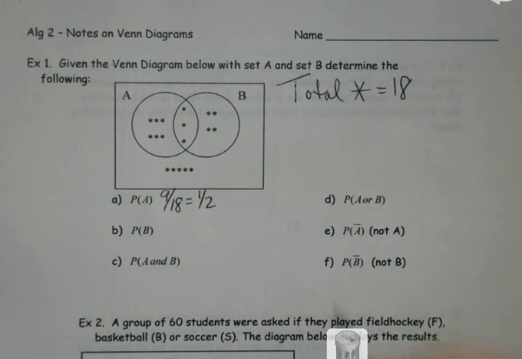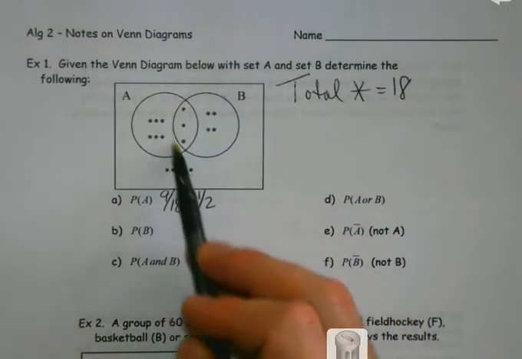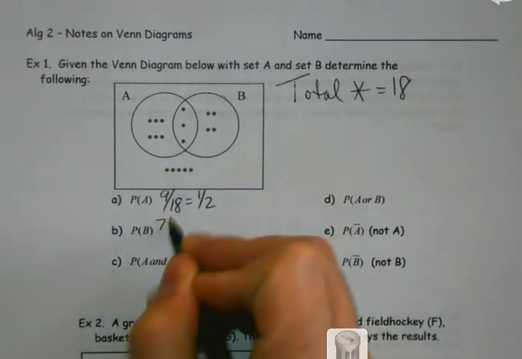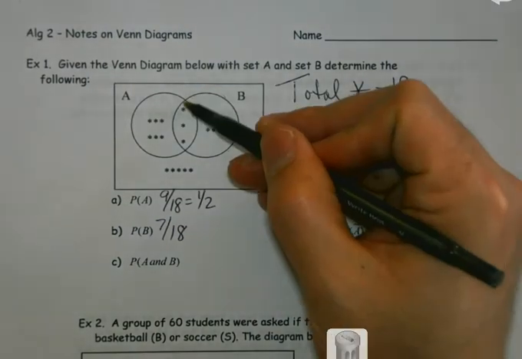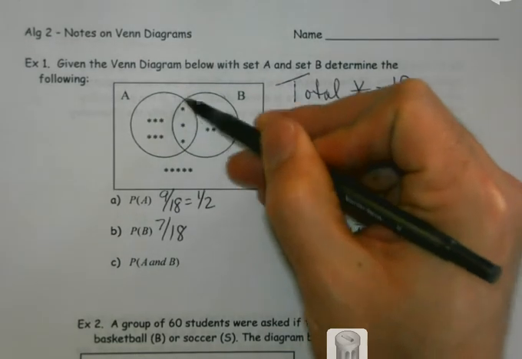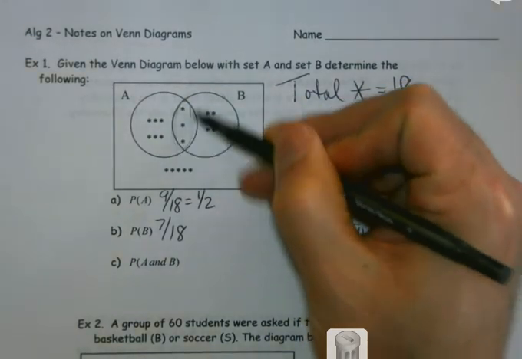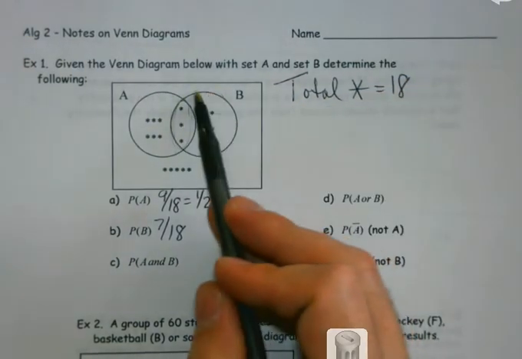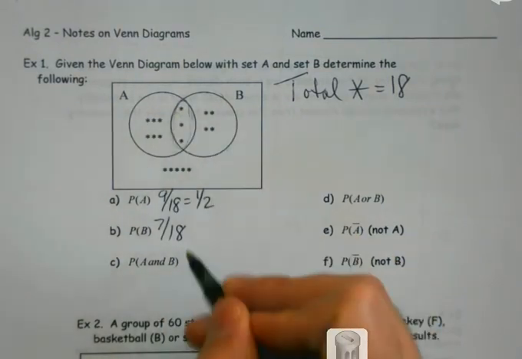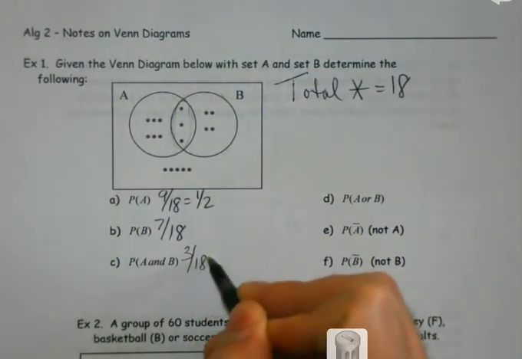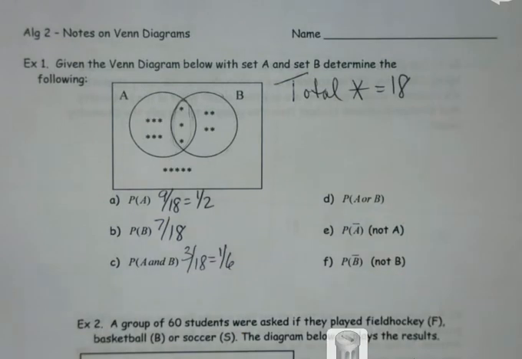What about B? 7. Okay, and that one doesn't reduce, so we'll just leave it that way. 3. The probability of A and B just means wherever they overlap, because both things are occurring. Not only are they in circle A, but they're also in circle B. So 3 out of 18, otherwise known as a sixth.